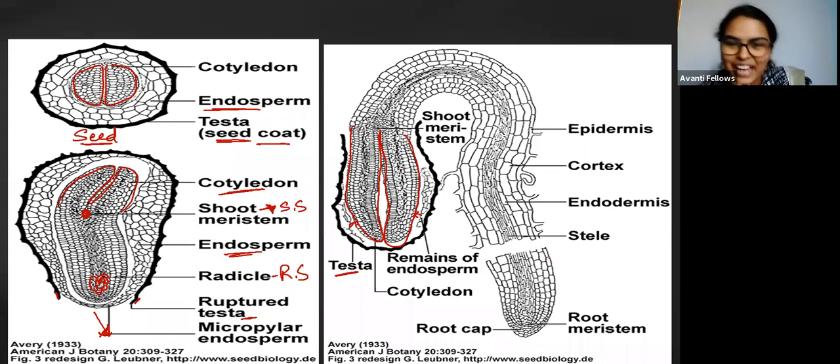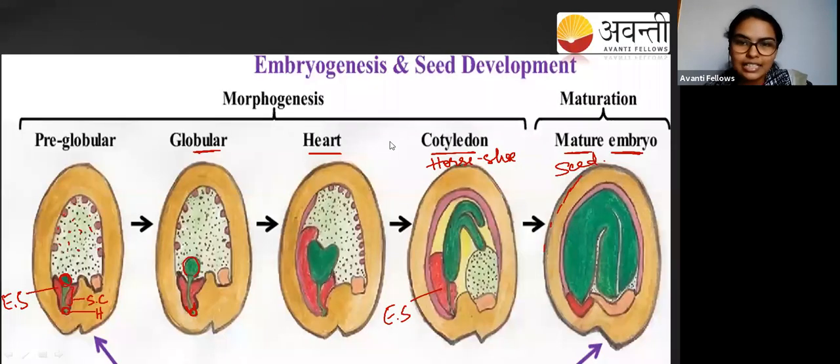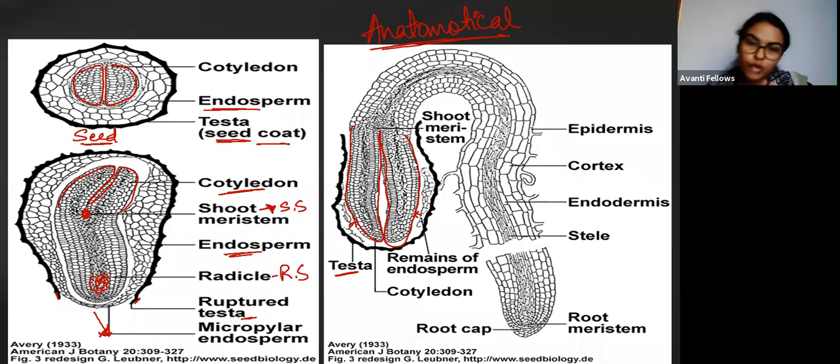Okay. So what I'm explaining here, first let me tell you, this is the anatomical representation of a germinating seed. What I explained earlier was all about the morphological changes. So these are all the morphological changes, and this is the anatomical view. So you can look into the cells. Each cell you can see, right?